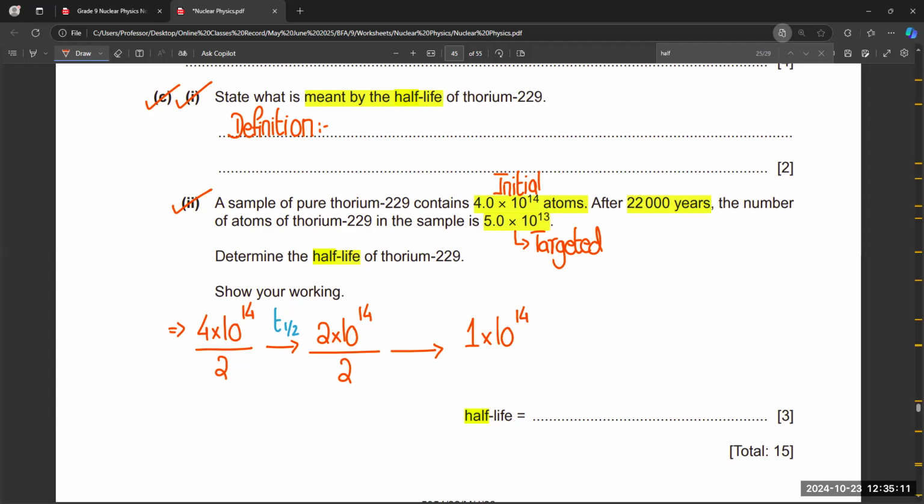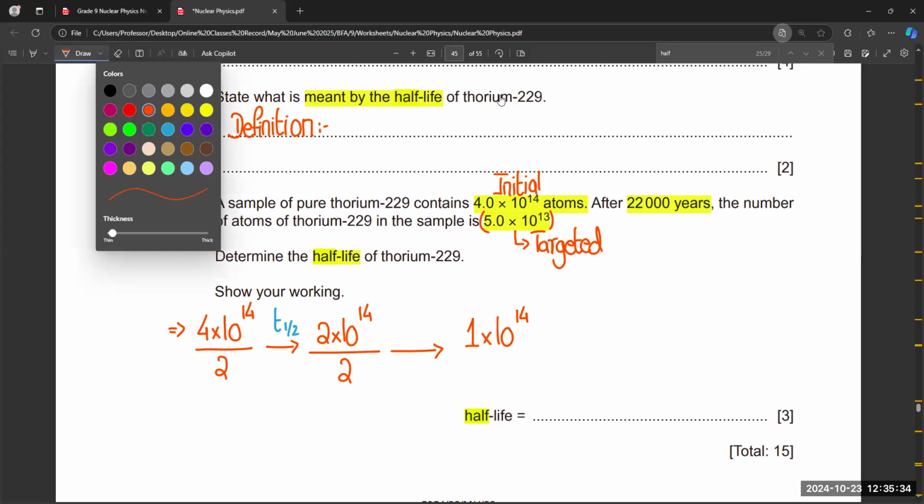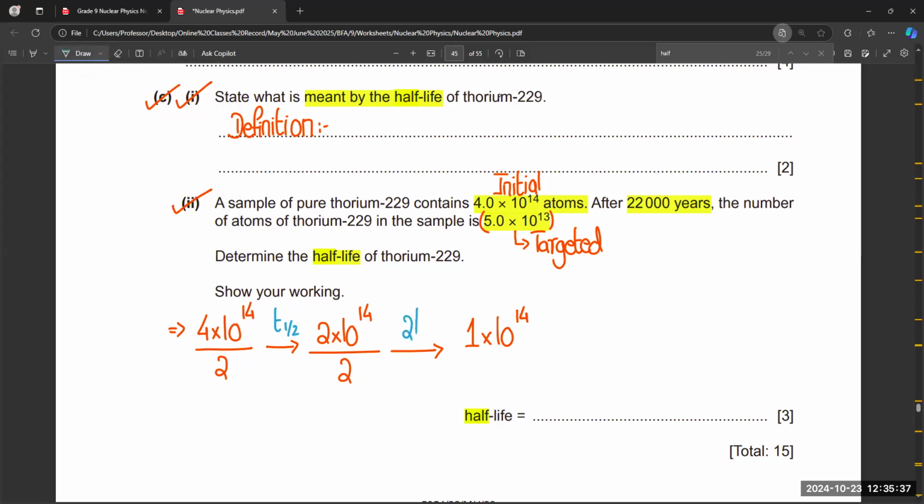Okay, basically, the formula is very simple. Whenever you get any type of values, just consider the initial value and find out the half-life of that value. Basically in this question, we have another value that is actually the targeted one, but we don't know about that value. Sir, I don't understand it. Okay. In this question, we have the initial value, right? We have the initial value 4 exponent 14 atoms. So this is the initial number of atoms in the sample.